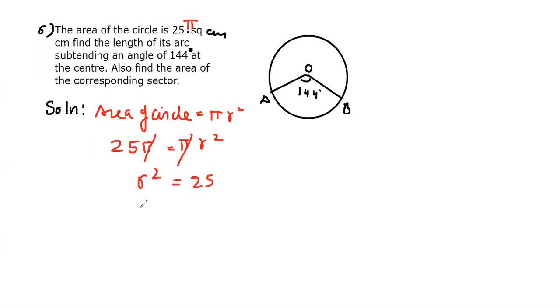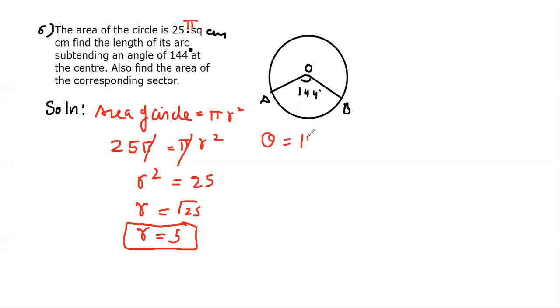So what is r? R is square root of 25. So r is equal to 5. Very good. You won't take it plus and minus because radius is always positive, so no need to take it as negative. So r is equal to 5. I got the radius.